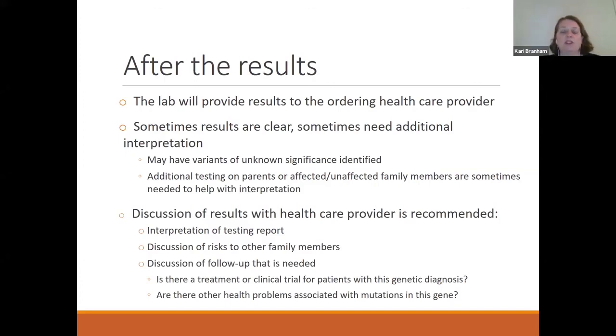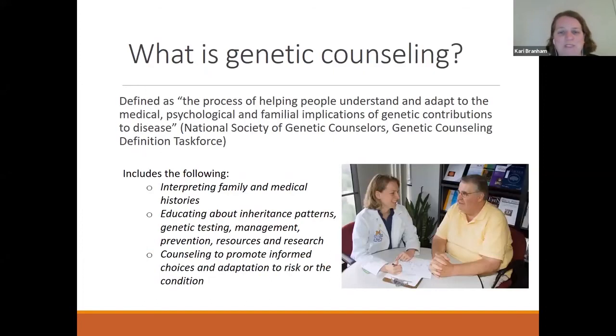So I've kind of alluded that the perfect healthcare professional to do a lot of that is a genetic counselor. So genetic counseling is basically the process of helping people to understand and adapt to the medical, psychological, and familial implications of genetic contributions to disease. So this really includes things such as interpreting family and medical history, educating about inheritance types, genetic testing management, prevention, resources, and counseling to promote informed choices and adapt to the risk or condition.